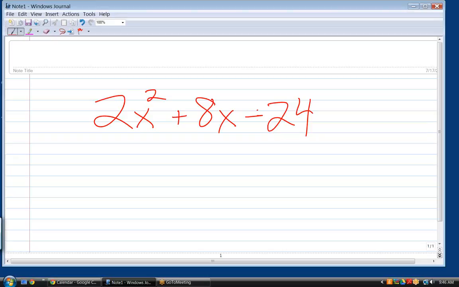Remember, the greatest common factor has to divide into every term evenly. 8 does not divide into 2, but 2 does divide into 2, 8, and 24. So I can take a 2 out. What's left over? X squared. I'm taking a 2 out of every term. What's 8 divided by 2? Oh, 4.